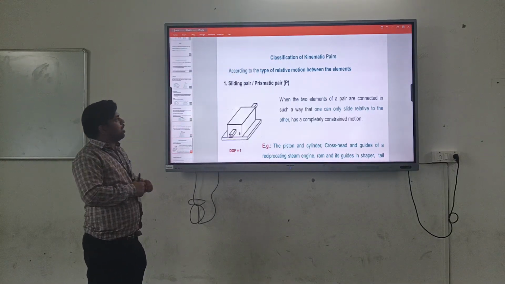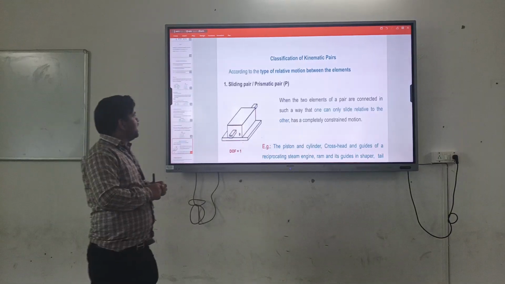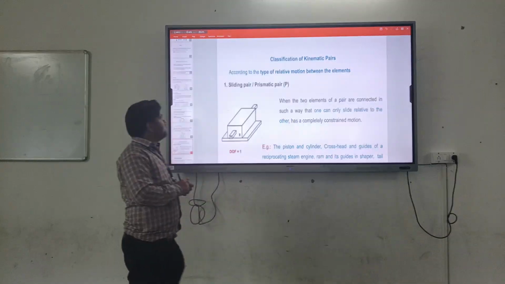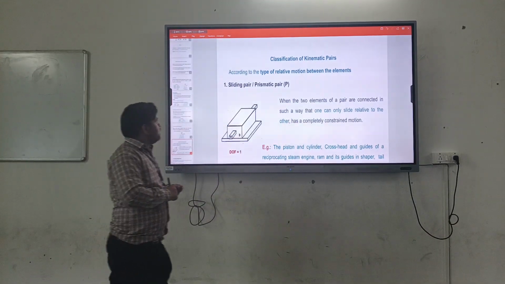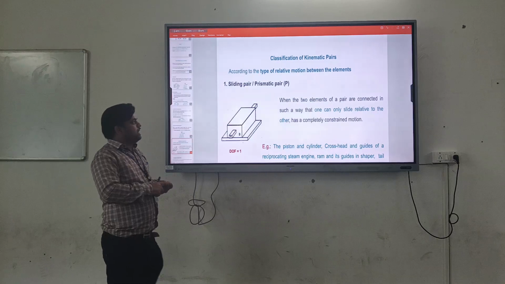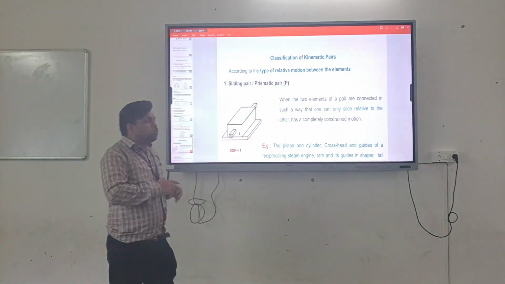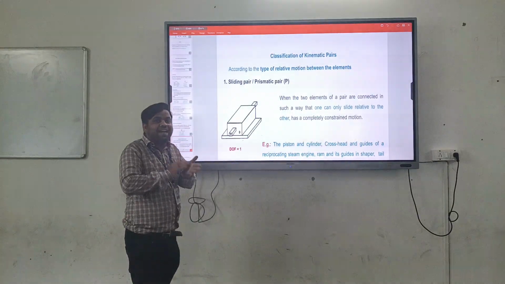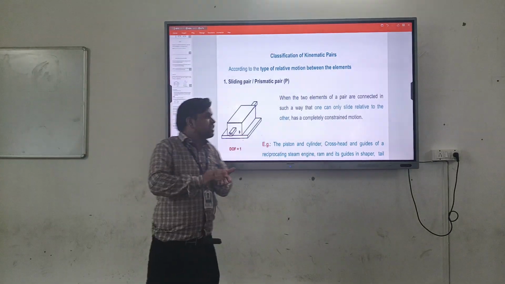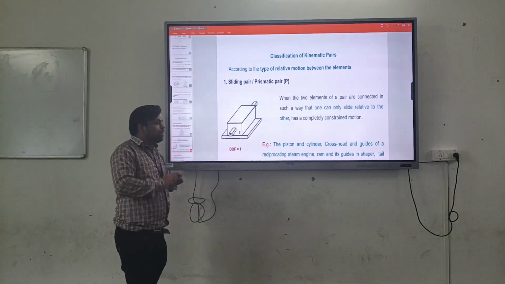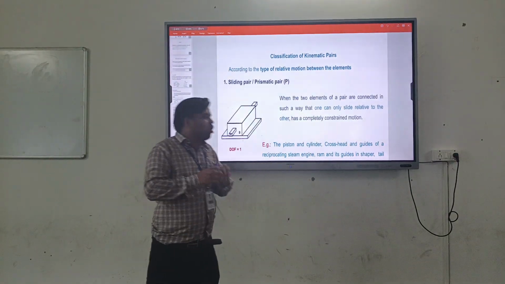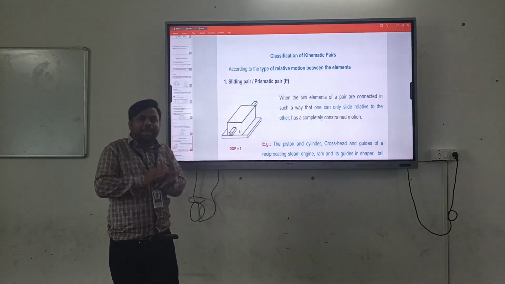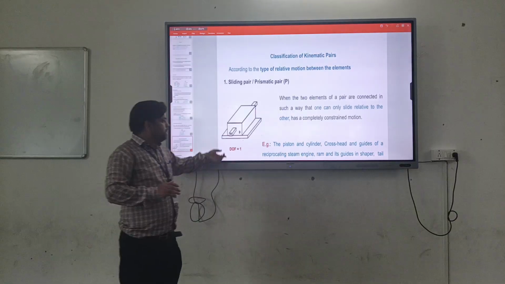Now the classification of kinematic pairs, according to the relative motion of the elements. The first type is the sliding pair, that is the prismatic pair. When the two elements of a pair are connected in such a way that they can only slide relative to each other, it has completely constrained motion. Example, the piston and cylinder arrangement, crosshead guides of a reciprocating steam engine, and the ram and its guides in a shaper.